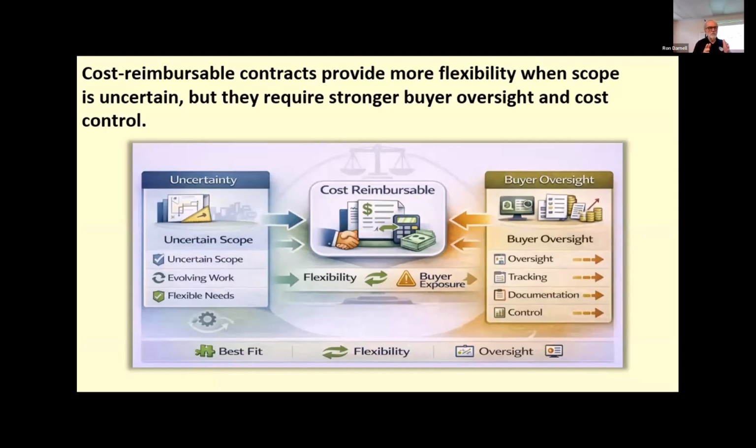And usually the more uncertainty there is in the scope, the more incentives are built into it. This makes cost reimbursable contracts useful when the scope evolves and technical complexity is higher, or the work contains research and discovery work or development elements that are hard to estimate up front. And in this sense, cost reimbursable contracts trade some price certainty for flexibility, and the project gains room to adapt, and the buyer takes on more cost exposure and therefore must pay closer attention to monitoring and control.